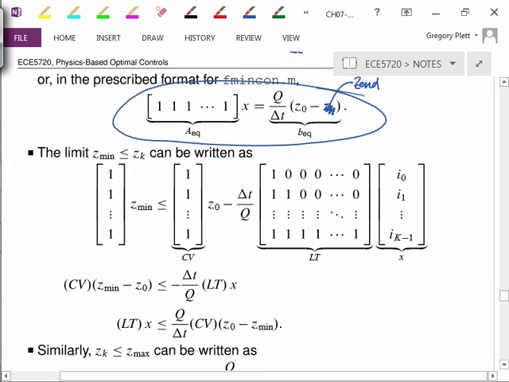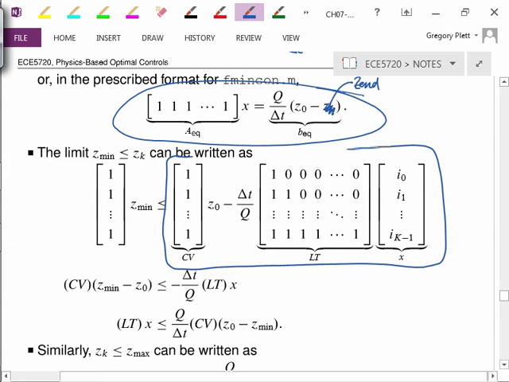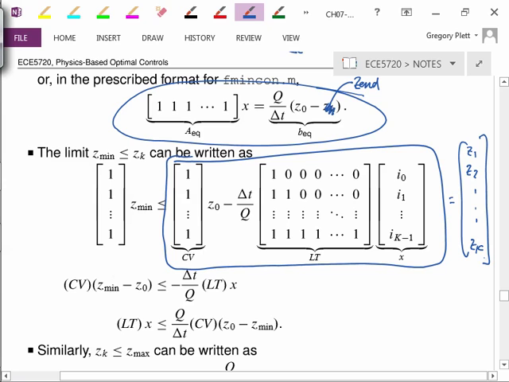We go back to the state of charge equation, and we say that the state of charge must always be bigger than Zmin and less than Zmax, and we can use that matrix vector formulation to accomplish that. So we said that this here was equal to Z1, Z2, all the way up to Zk, and that vector of Z had to be bigger than Zmin.